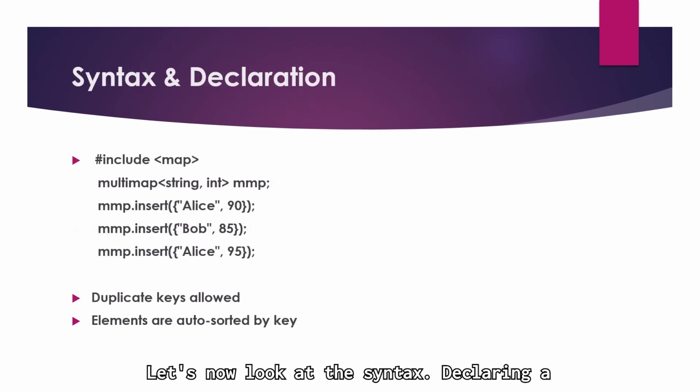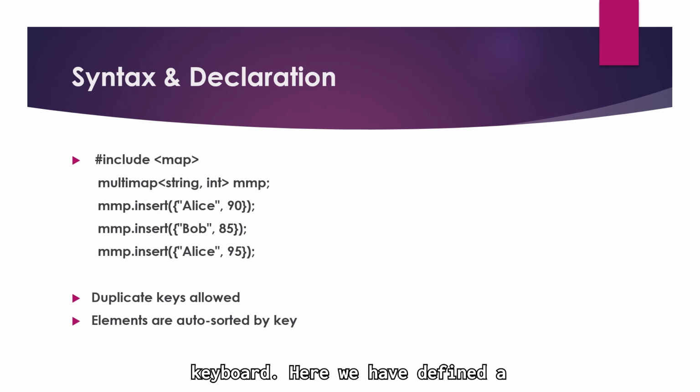Let's now look at the syntax. Declaring a multimap is as simple as including the map header and using the multimap keyword. Here we have defined a multimap where each key is a string representing a student's name and each value is an int representing their score.